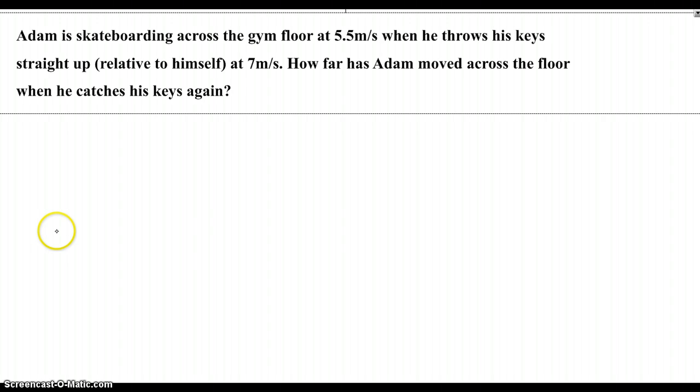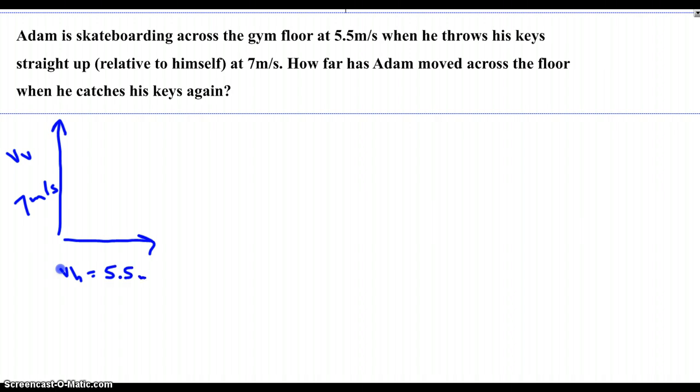Alright, so we have a starting vertical velocity of 7 meters per second. We have a horizontal velocity at which he's skateboarding of 5.5 meters per second. And we would like to know at what distance across the floor Adam will catch his keys.